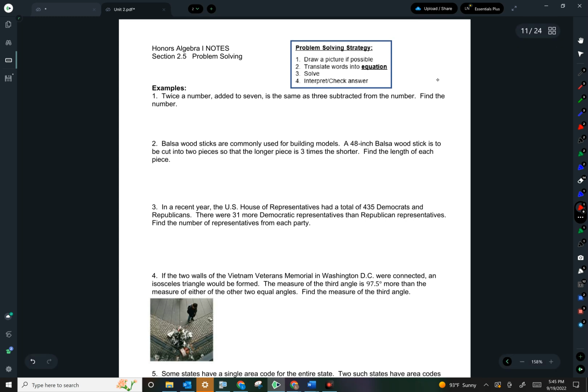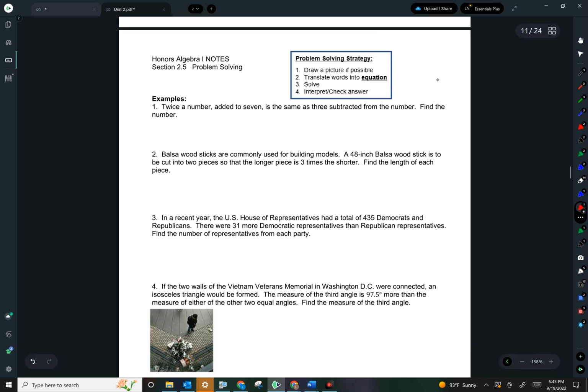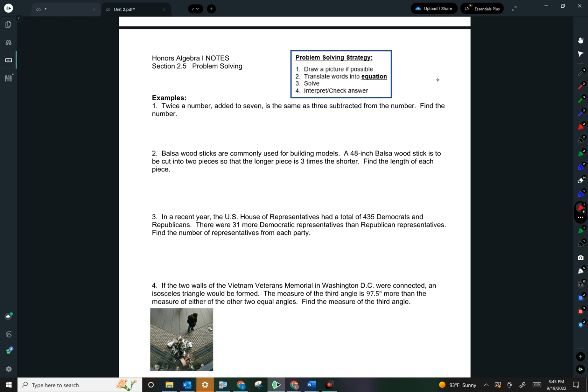This is section 2.5 of Algebra 1, and this is all about problem solving. So I want you to look at the box at the top of the page, and I'm even going to make this kind of shorter for you. There's a couple of steps to think about when you're solving an equation. First of all, if it's possible, you definitely want to draw a picture. Okay, so number one, if it's possible, draw a picture.